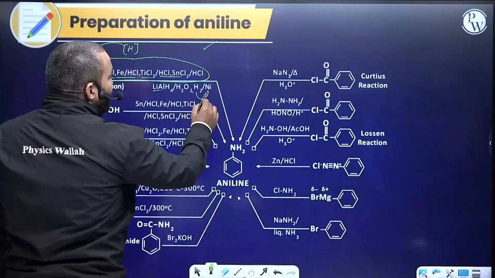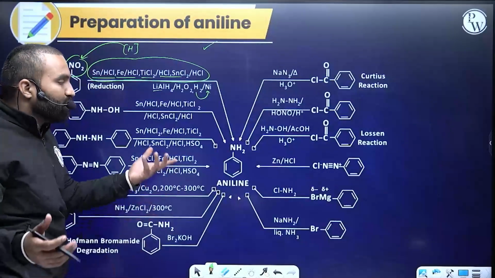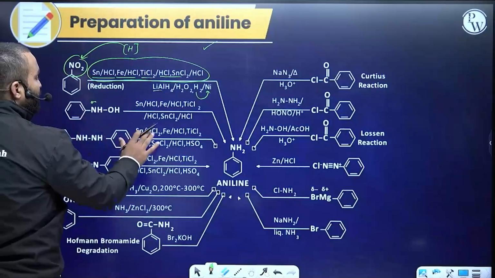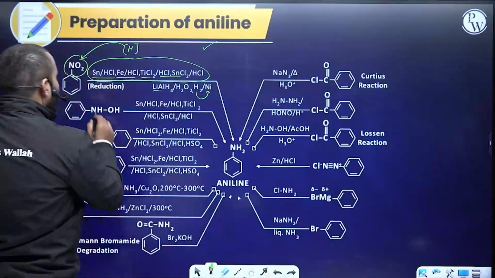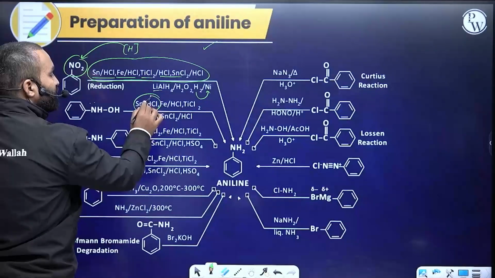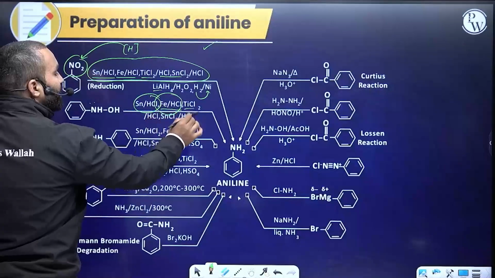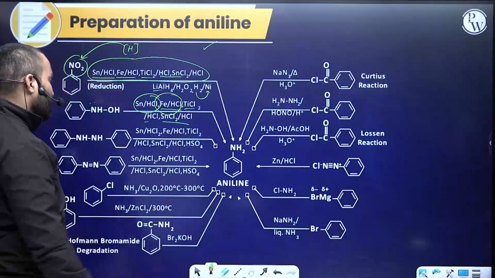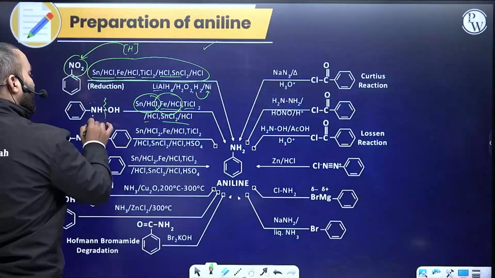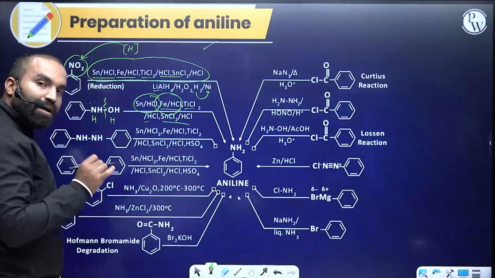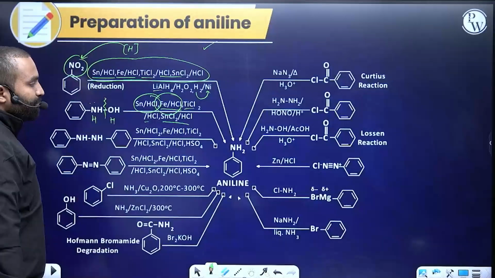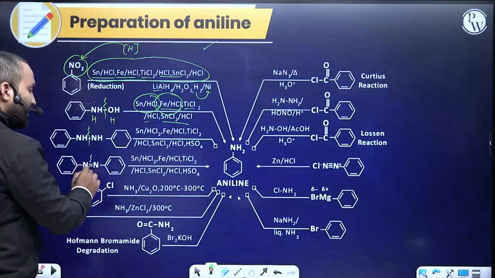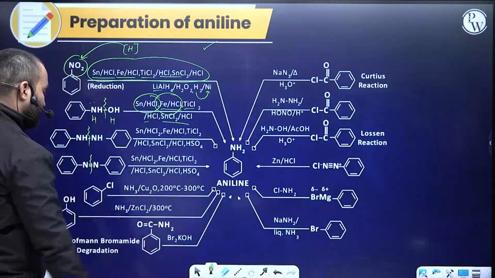Understood? Lithium aluminum hydride can also do that. This H2 and nickel combination, this is heterogeneous catalysis, can also reduce NO2 to NH2. Understood? Very good. This is my hydroxylamine. This also we have discussed already. Hydroxylamine upon treatment with Sn/HCl, again hydrogen. Fe/HCl, again hydrogen. TiCl3 with HCl, again hydrogen. SnCl2 with HCl, again hydrogen. Again nascent hydrogen. They all are going to help in breaking this. Hydrogen will be delivered to both the sides. Are you following? Okay, aniline is obtained. This nitrogen-nitrogen double bond can also be broken with the help of the same set of reagents.